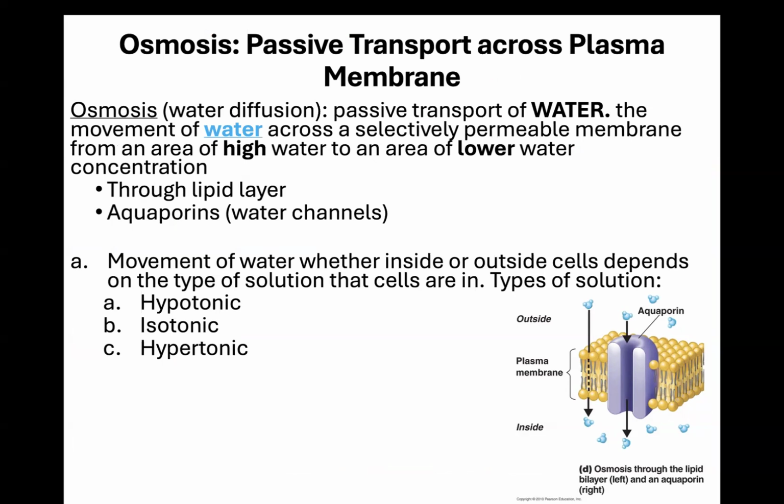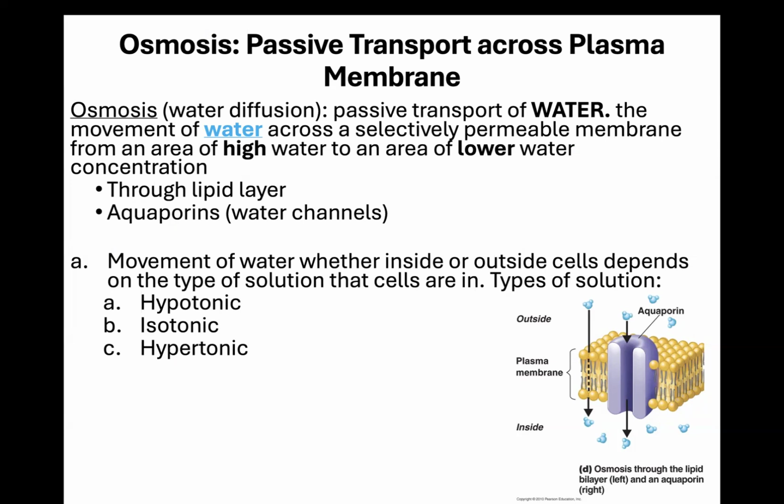And when we think of how water moves across a membrane, water is so important for cells that it can just diffuse through the membrane, and there are also special proteins inside of our cells called aquaporins that are water channels that allow water molecules to move into and out of cells.